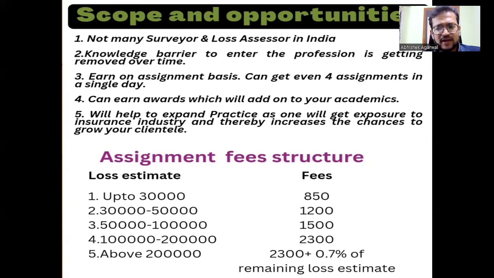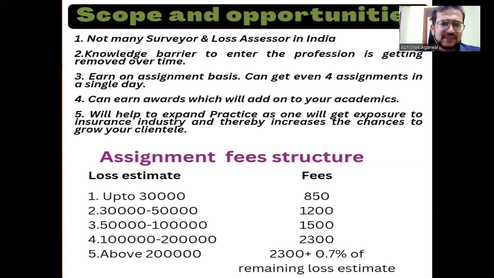theoretically there is a differentiation between the associate, licentiate, and the fellow members, but practically nowadays it is happening that even the licentiates are getting the works of the fellow members. They are also getting works up to 1 crore of loss, and they are being paid fees of 1.5 lakh rupees too. So these are the theoretical fee structures. Practically there are things taking place which are not mentioned in theory.